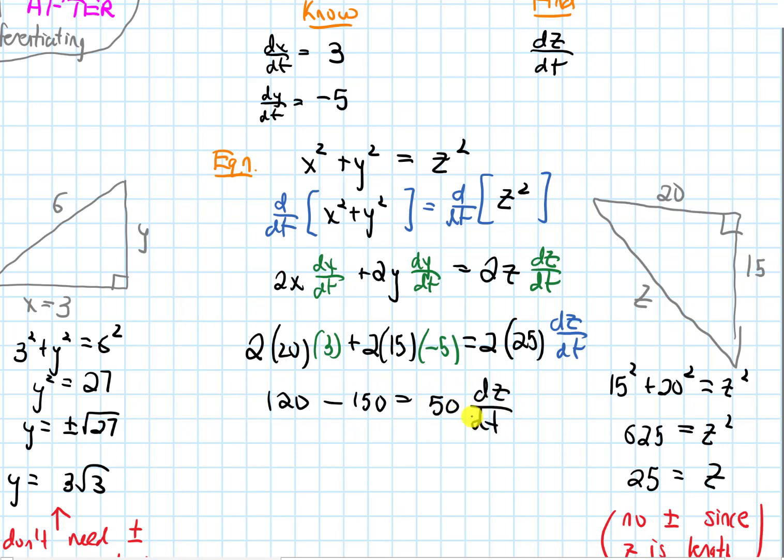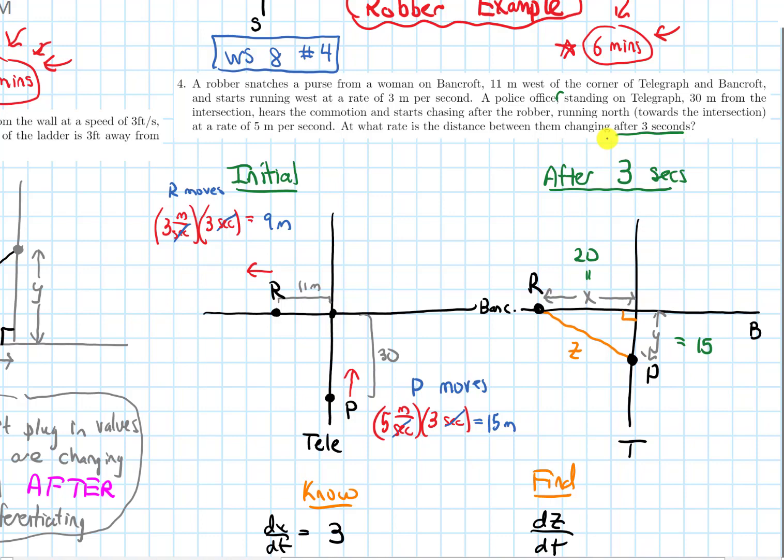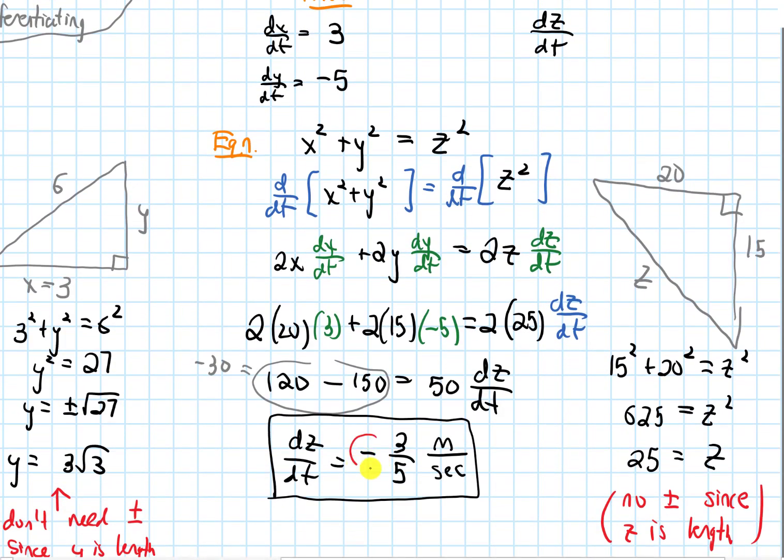All right, let's continue to simplify. So 120 minus 150, that equals negative 30. So if I divide by 50, we get dz dt equals negative 30 over 50, which is negative 3 over 5. So the last thing I need is units. The units of length in this problem for z, because z is on the top, were meters, and units of time for t on the bottom were seconds. All right, and that is my answer. That's the rate at which z was changing. The distance between these two people was changing. And the fact that this is negative means that z, that distance, is decreasing.